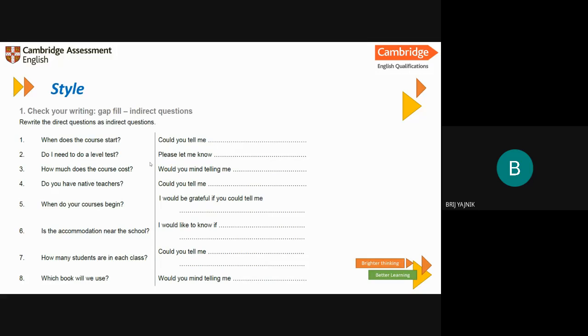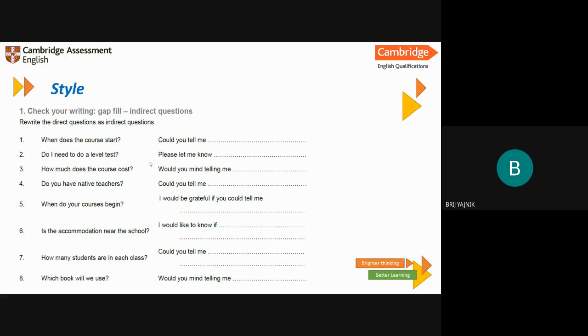So let's get ready to do this. When does the course start? Let me give you one example and then you will try. When does the course start? I don't want to put up a question mark, but still I want my question to be answered. So I say, could you tell me the start date of the course? Or could you tell me the commencement date of the course? And this doesn't end in a question mark, right?